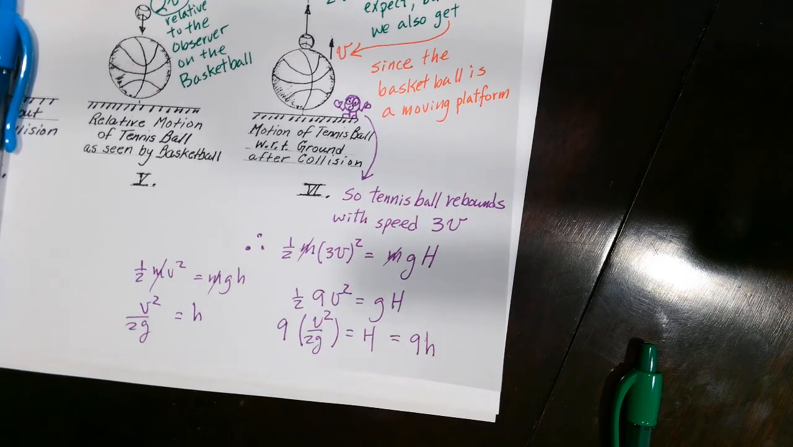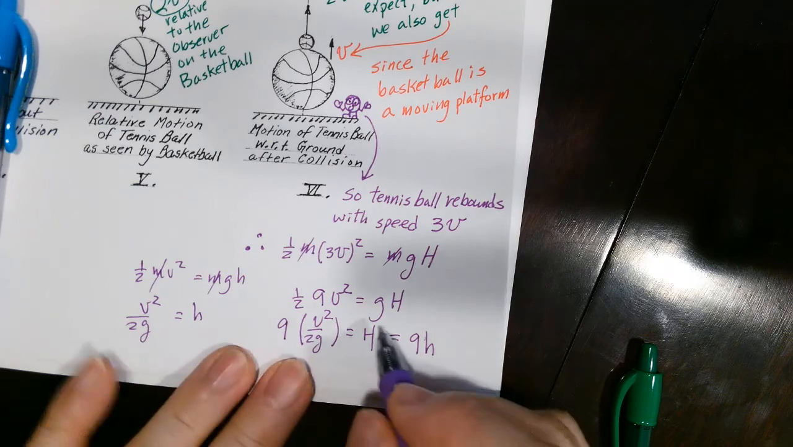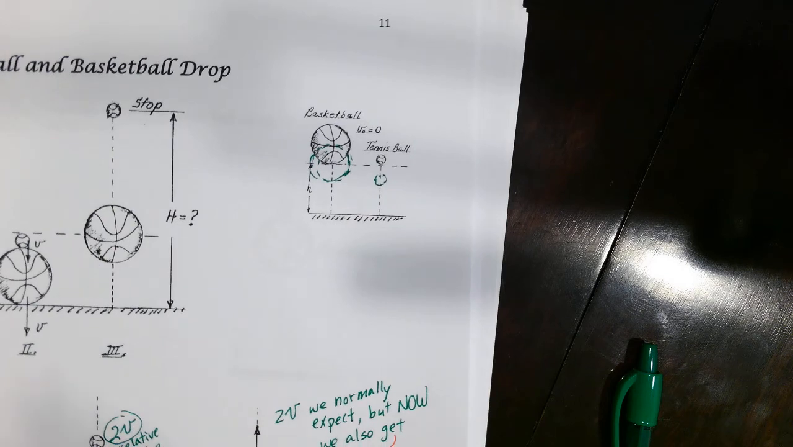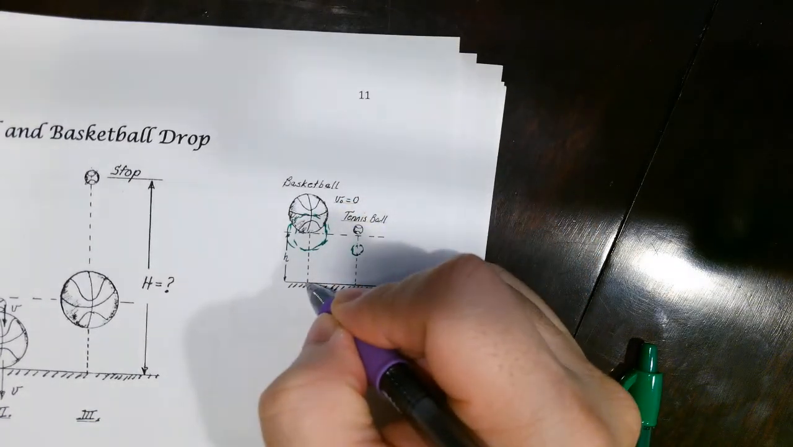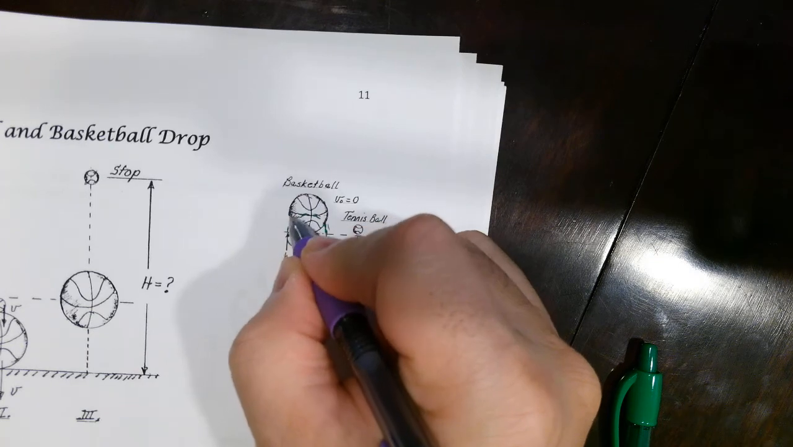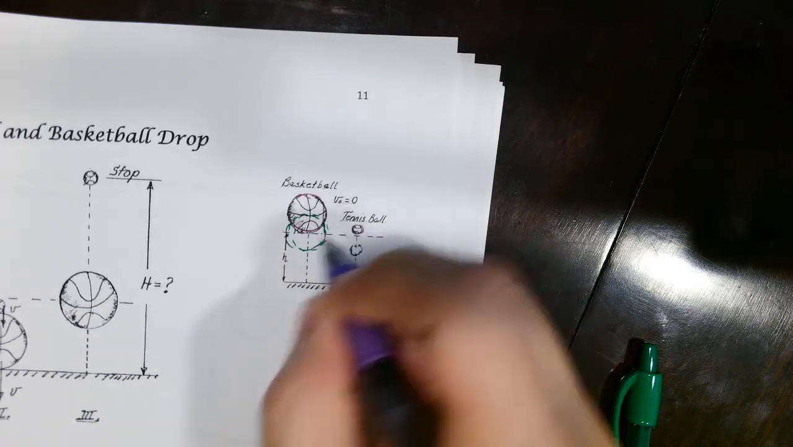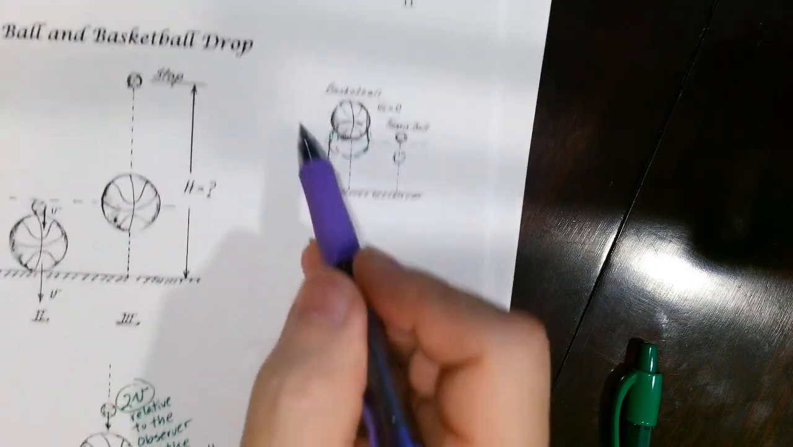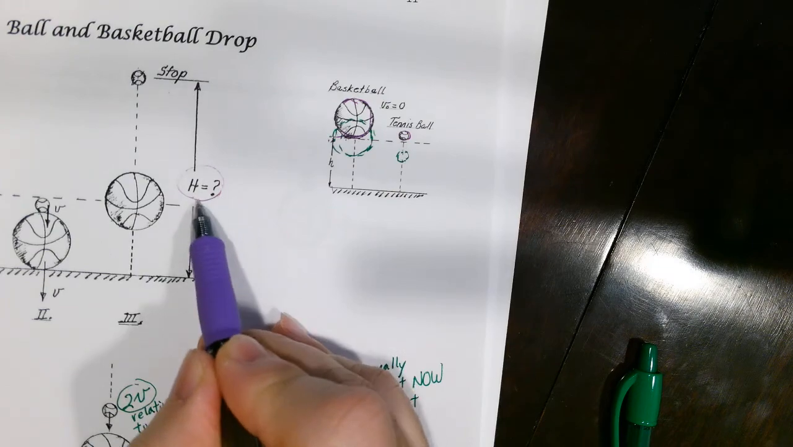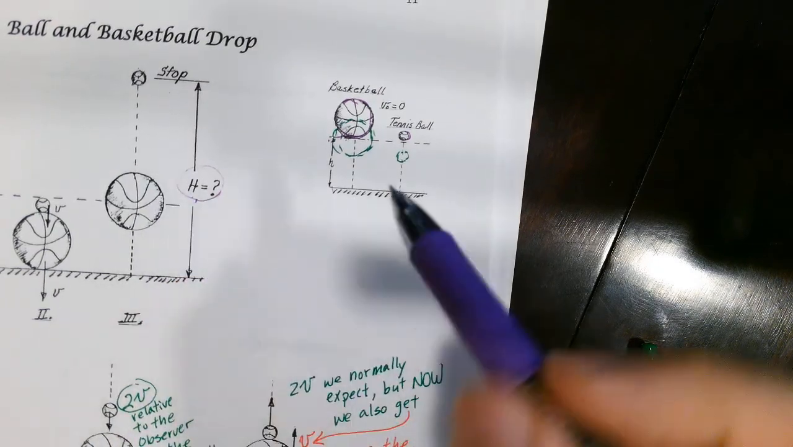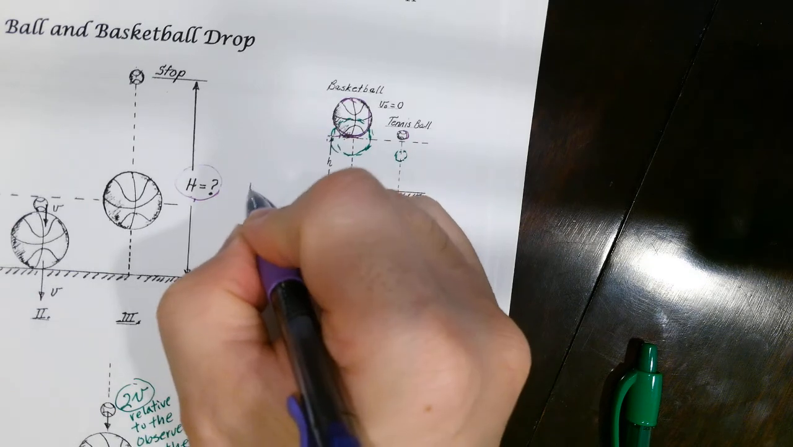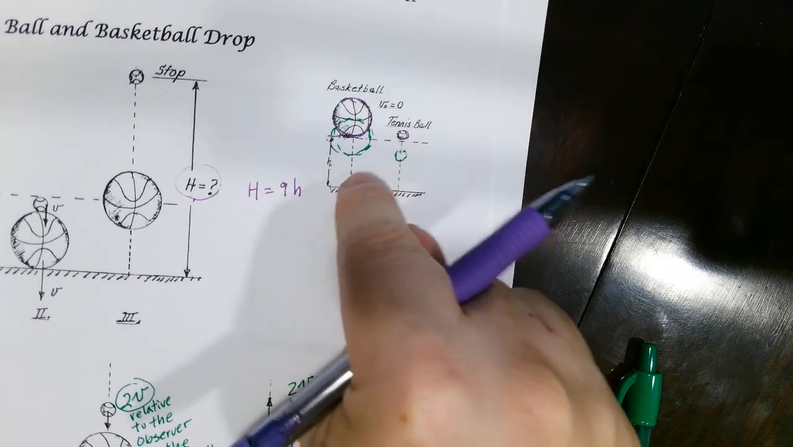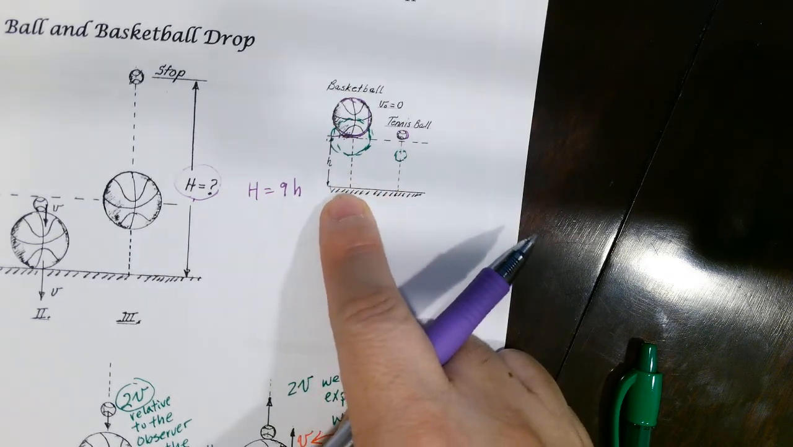9 times the h. So it would shoot up 9 times as high. So if we say no kinetic energy is lost here, and it bounces back up to the original height, then compared to this height, the tennis ball is going to rise up 9 times the height that it would get if we did not lose any energy during the collision.